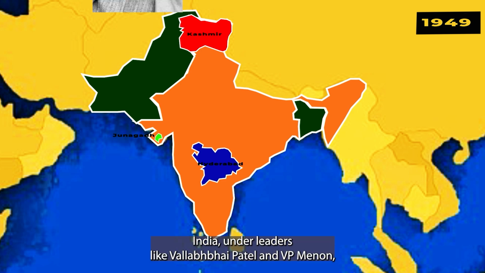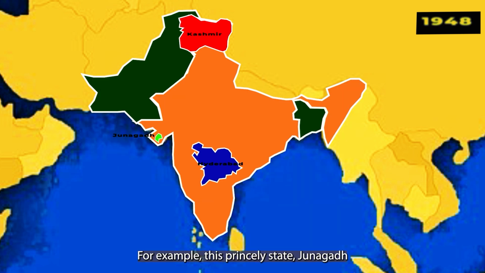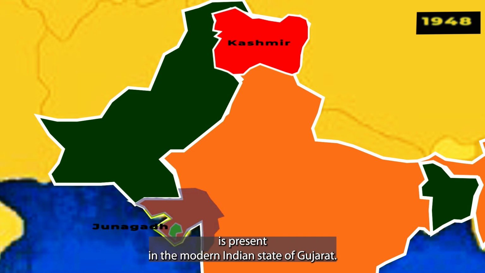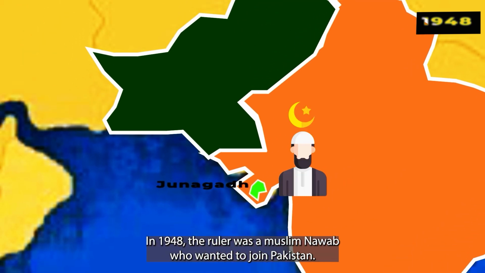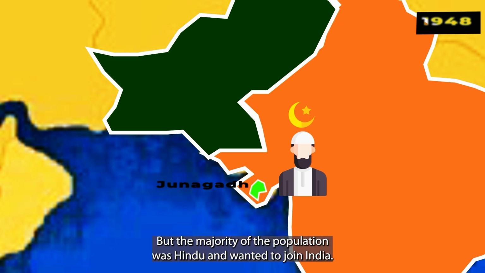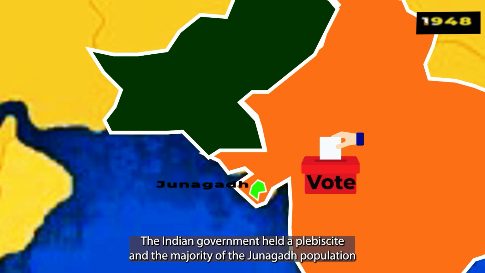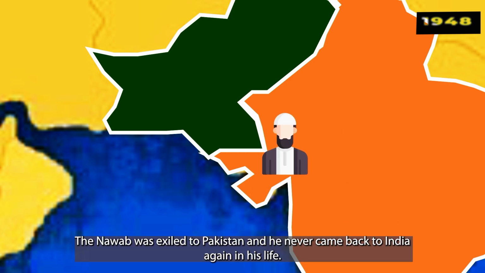India, under leaders like Vallabhbhai Patel and V.P. Menon, used diplomacy and force to integrate these states. For example, this princely state, Junagadh, is present in the modern Indian state of Gujarat. In 1948, the ruler was a Muslim Nawab who wanted to join Pakistan, but the majority of the population was Hindu and wanted to join India. The Indian government held a plebiscite, and the majority of the Junagadh population voted to join India. The Nawab was exiled to Pakistan and he never came back to India again in his life.